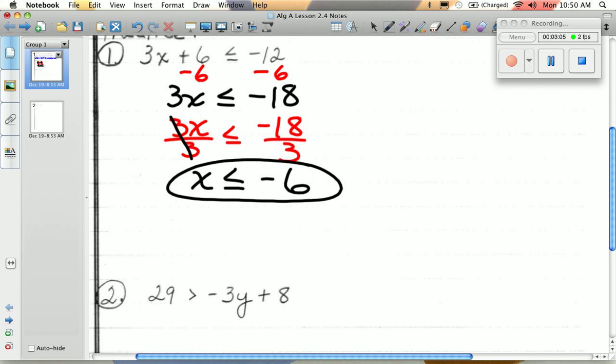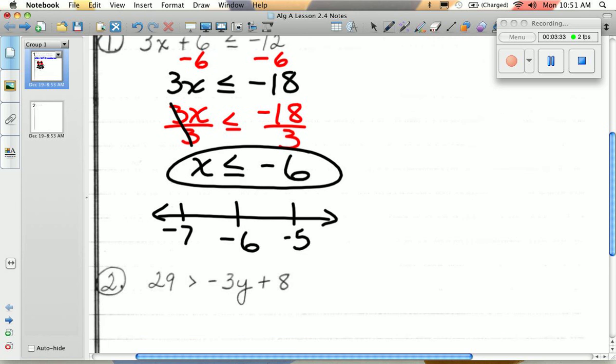So remember when we graph, we show the number that is kind of like our starting point, and then the integer neighbors. What number is the integer neighbor to the left? Negative 7. And about equal distance away on the other side, the integer neighbor to the right is? Negative 5. Okay.